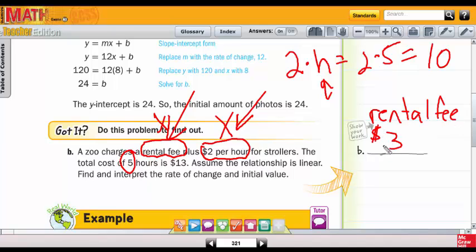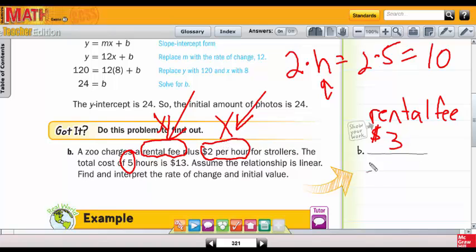is $3. So in other words, let's say these strollers are up at a counter. You go up to the counter, you pay your $3 in order to get the stroller, and then when you return the stroller, they charge you the $2 per hour fee.